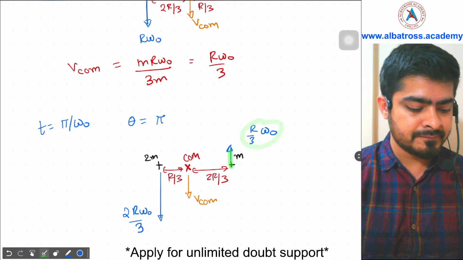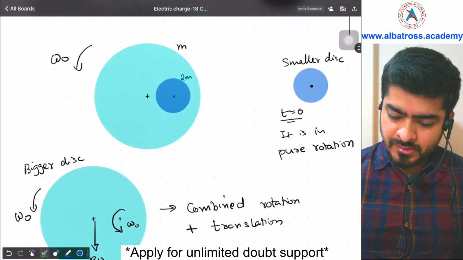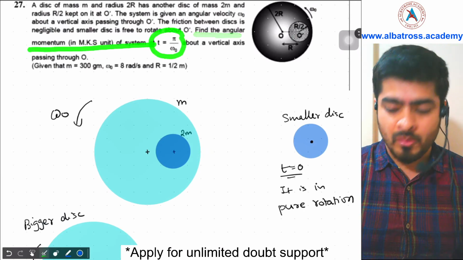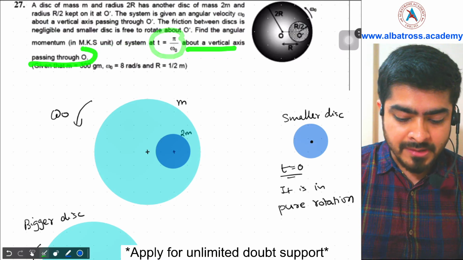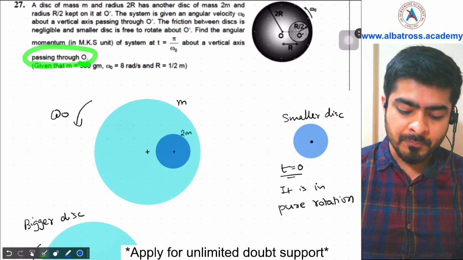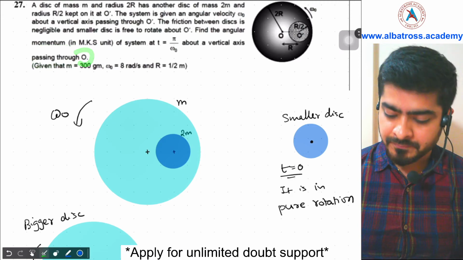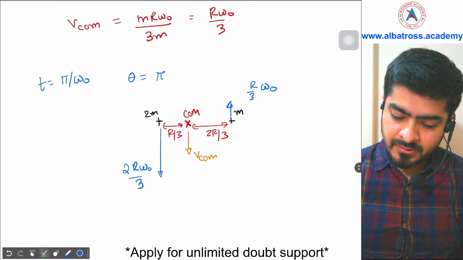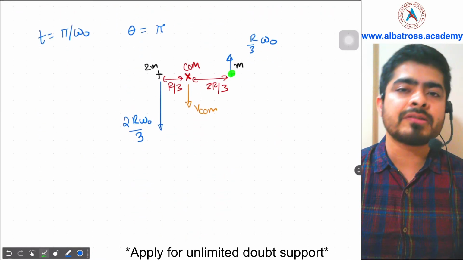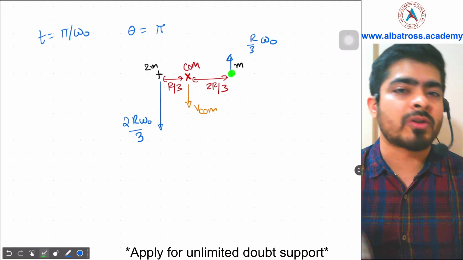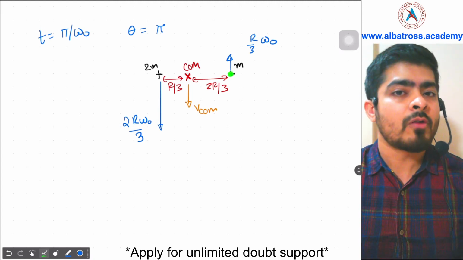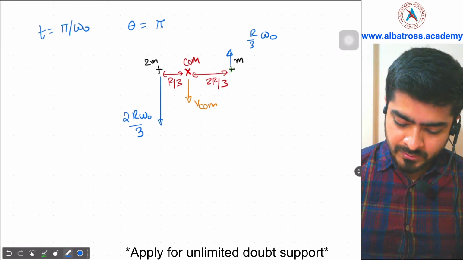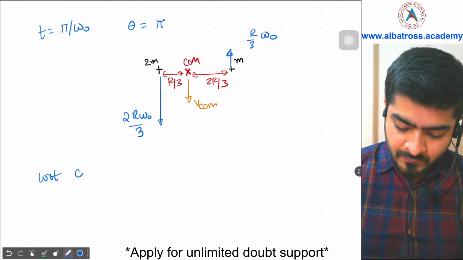Now, the question was asking to find the angular momentum of the system at t equal to pi by omega naught about a vertical axis passing through O. So about the point O, we have to find the angular momentum of the system. The only question that remains is whether this vertical axis should be rigidly attached to the center of the disk, or not. So basically we have to solve either with respect to ground or with respect to the center of the disk. I think we have to solve with respect to the center of the disk. I'll start with that, with respect to O.